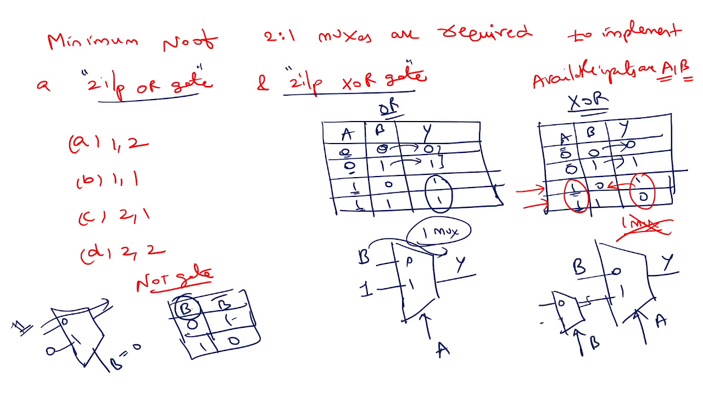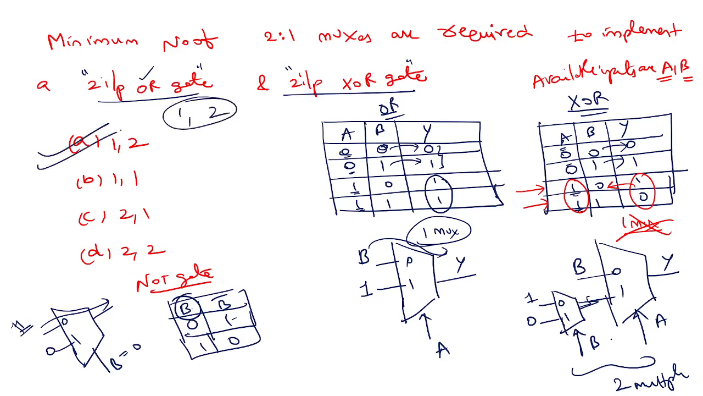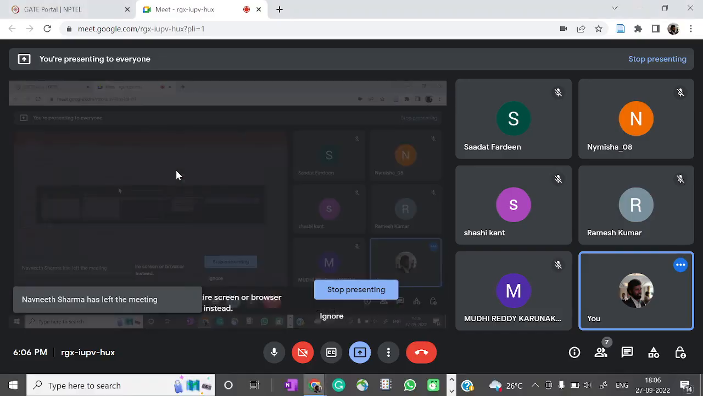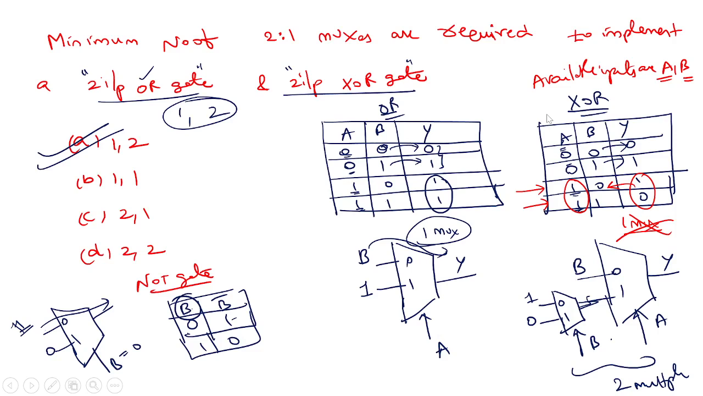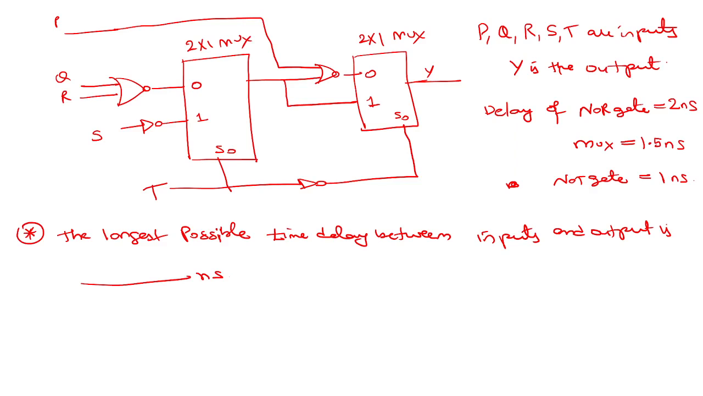This is B, this is 0, 1, this is 1, 0. If B becomes 0, 1 will be passed. If B equal to 1, 0 will be passed to the output, okay? So how many muxes are required? 2 multiplexers are required for XOR. OR gate 1, XOR gate 2, okay? Option A is the right answer. Okay, then this is how you need to do the next problem.